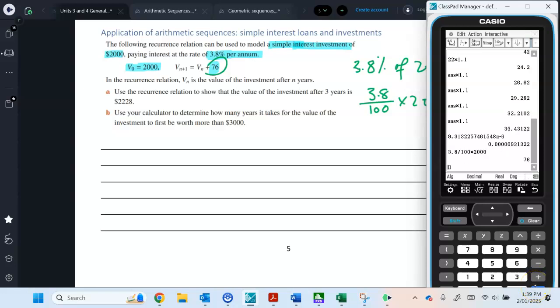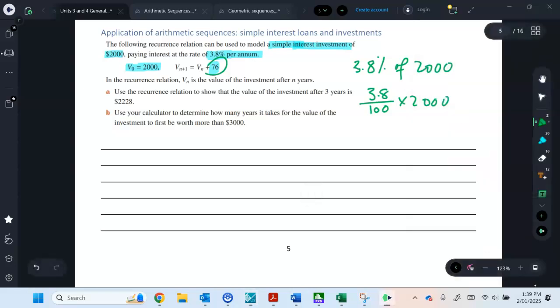All right, and there's the 76. So if the common difference wasn't given to you, you would have to calculate that, but that's just 3.8% of 2,000. All right, use the recurrence relation to show that the value of the investment after 3 years is $2,228.